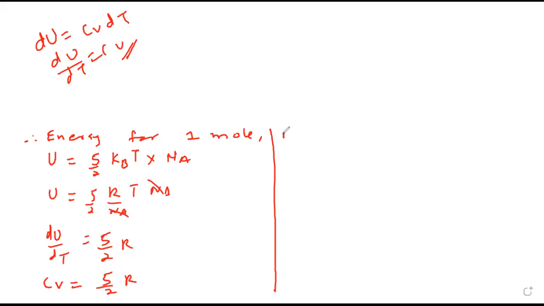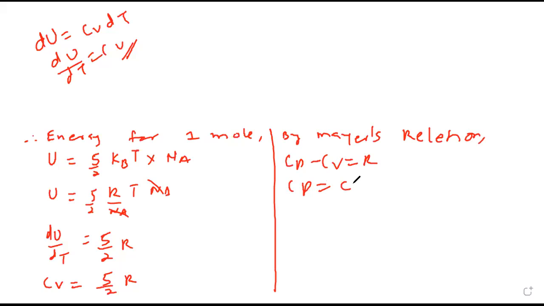Then yesterday we did Mayer's relation. You are absent, I will post it completely, you can see it. By Mayer's relation, Cp minus Cv is R. So Cp will be Cv plus R. Therefore, Cp is 5/2 R plus R. Cp is 7/2 R.